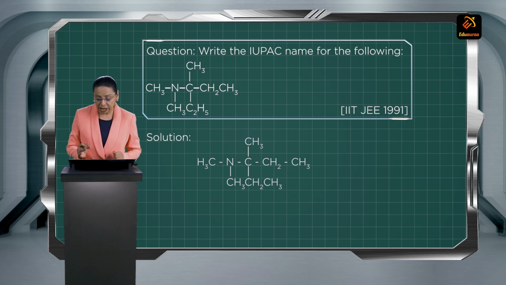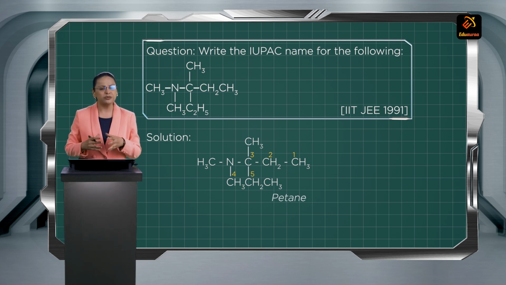But is there any way I can find a chain which is more than 4 carbon atoms? Yes, there is. How? If I start the numbering from here, it is 1, 2, 3, 4, and 5. You can also do the numbering from here, 1, 2, 3, 4, and 5. Both are accepted. So do you realize, students, the main chain, the longest carbon chain that I've got is of 5 carbon. That means the name is going to be pentane.